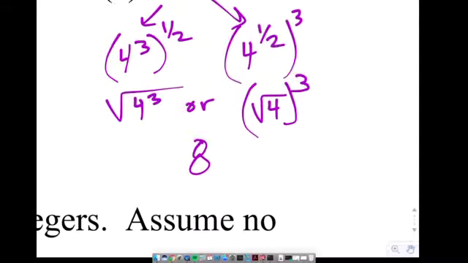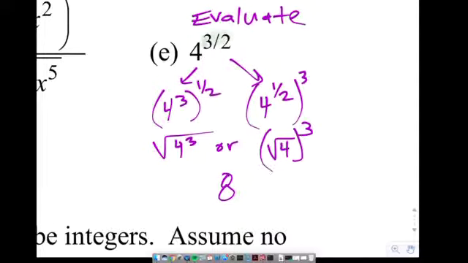The answer is 8. So if you play any sports and your number happens to be 8, you can request coach instead of 8, put 4 to the 3 halves on the back of your jersey and just wait for your number to be called. All right.